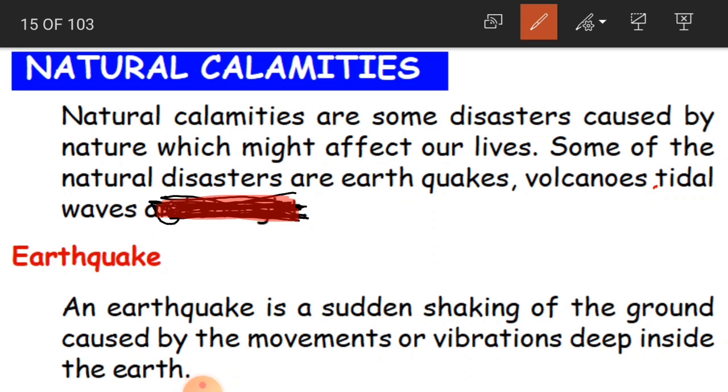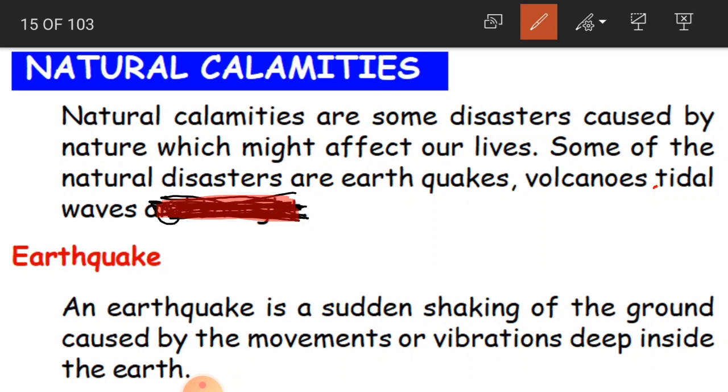So what I said is that these calamities, these sudden damages, are disasters. Disasters are like accidents, which we do not expect to occur, which happen suddenly. Okay, so they are caused by nature.